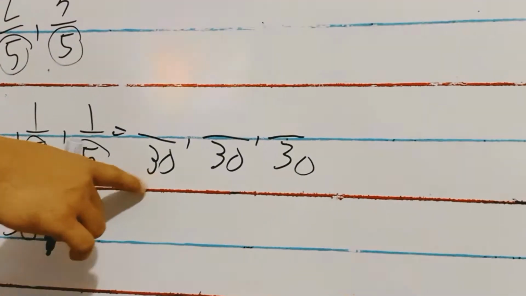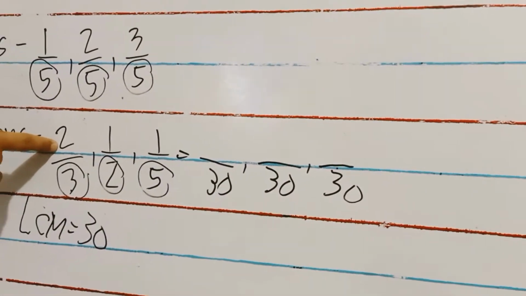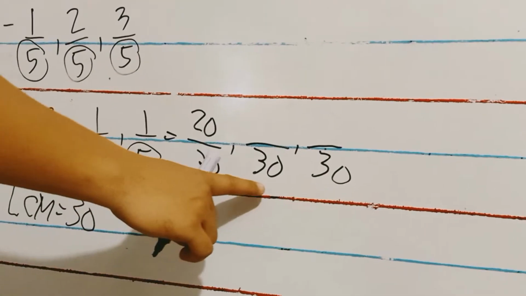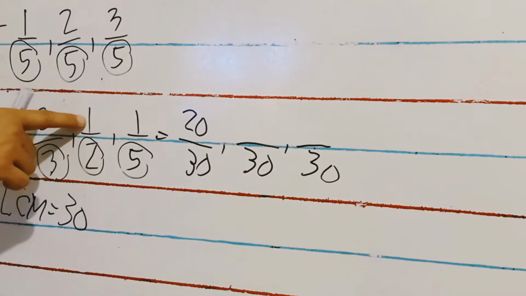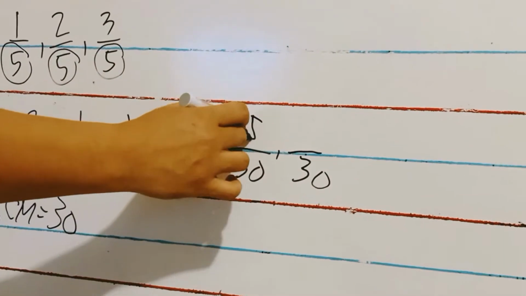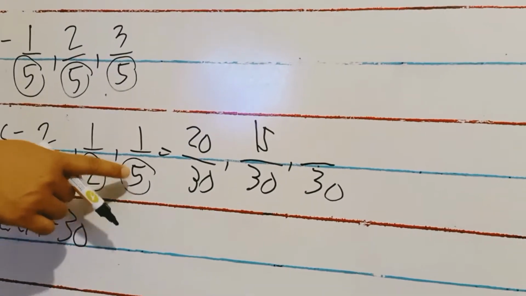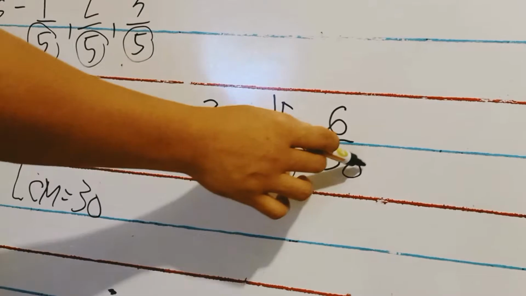So 30 divided by 3 is 10. Times nyo yung nasa numerator, 2 is 20. 30 divided by 2 is 15. Times 1, 15 pa rin. 30 divided by 5 is 6. Times 1, 6. So makikita nyo, similar na silang lahat.